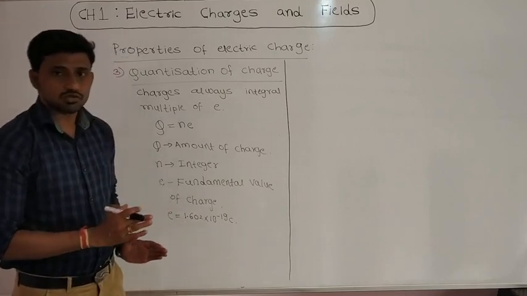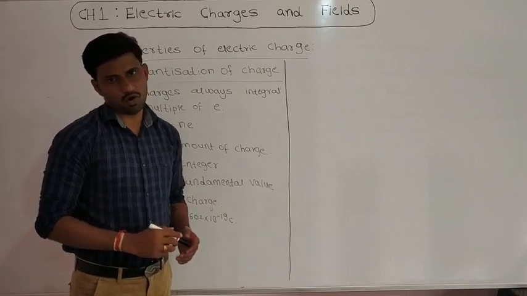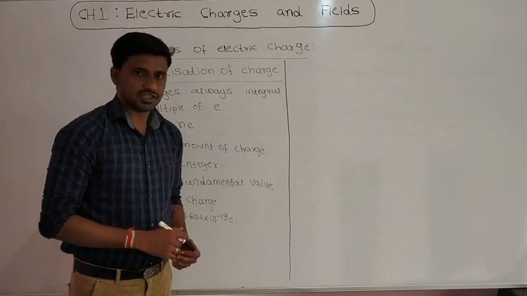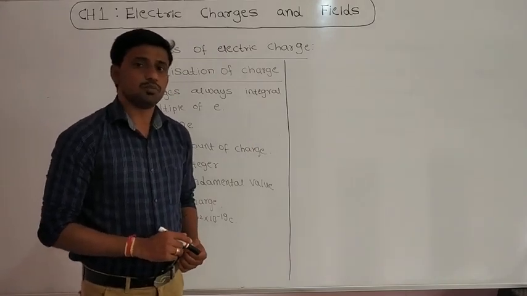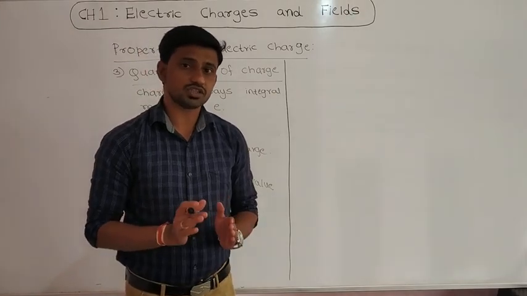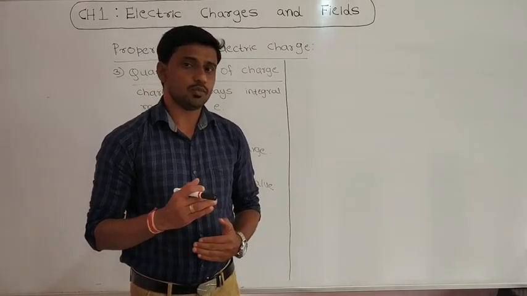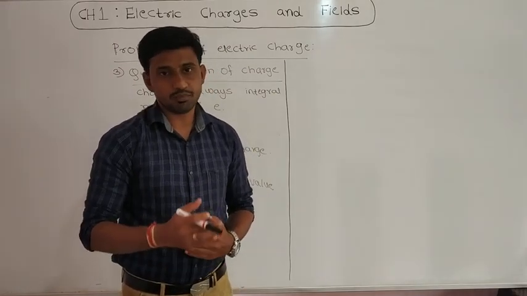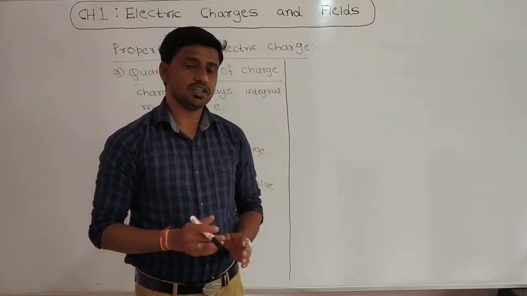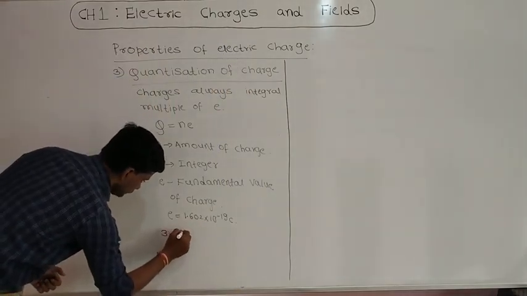This quantization of charge gives the idea about how to calculate the amount of charge present in a body. Now we will discuss it by example. For example, if I want to purchase 3 books, here 3 books is a fixed quantity. I am not going to ask for 3.5 books or 2.5 books. I want to purchase a fixed quantity of books, that is 3 books.